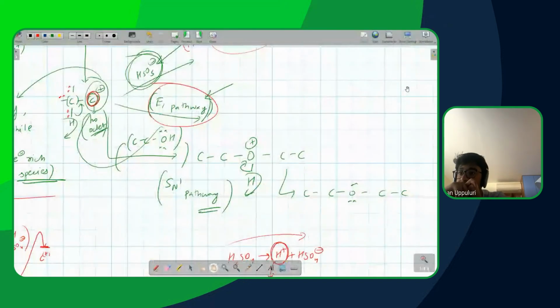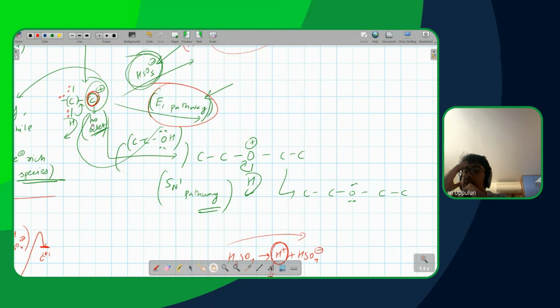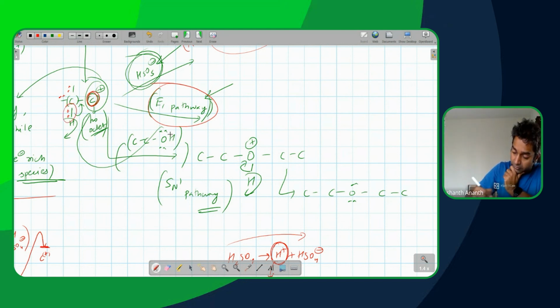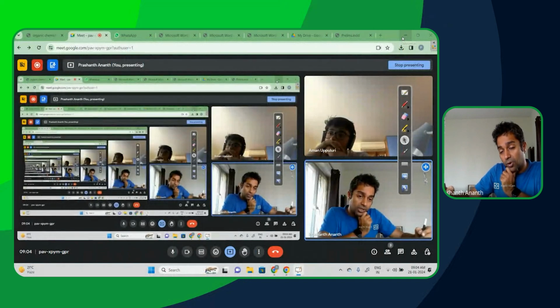Correct. So now let's look at the other two pathways here, E1 and the alcohol one. Now in the E1 pathway, what is happening? A bond is being broken directly. Breaking and making also. The making is happening, but the bond is being broken.